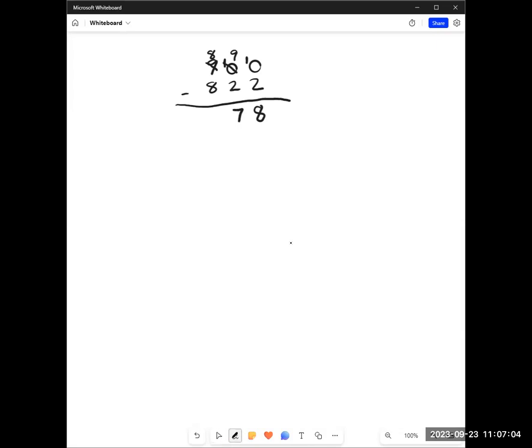Let's check with addition here. So let's say 822 plus 78. 2 plus 8 is 10. 9 plus 1 is 10. And we did get back to 900.